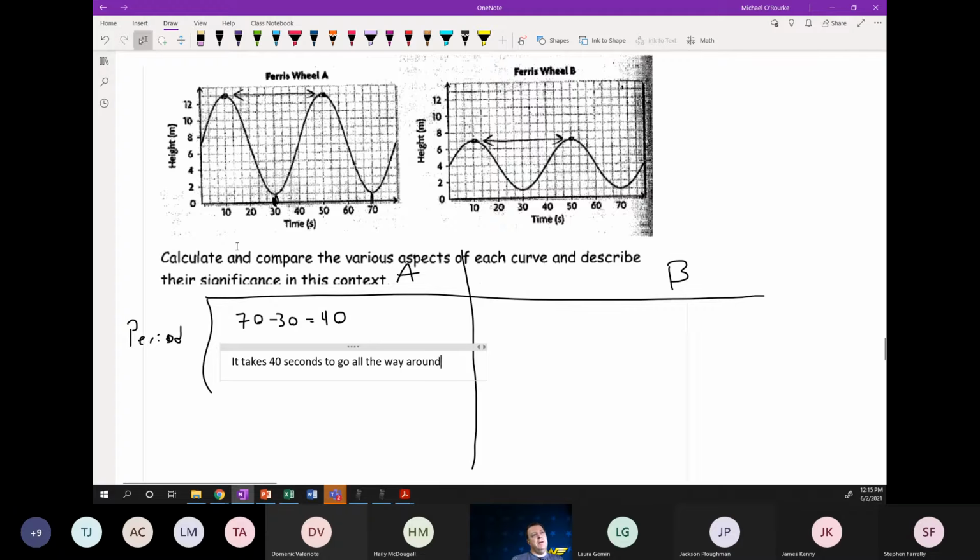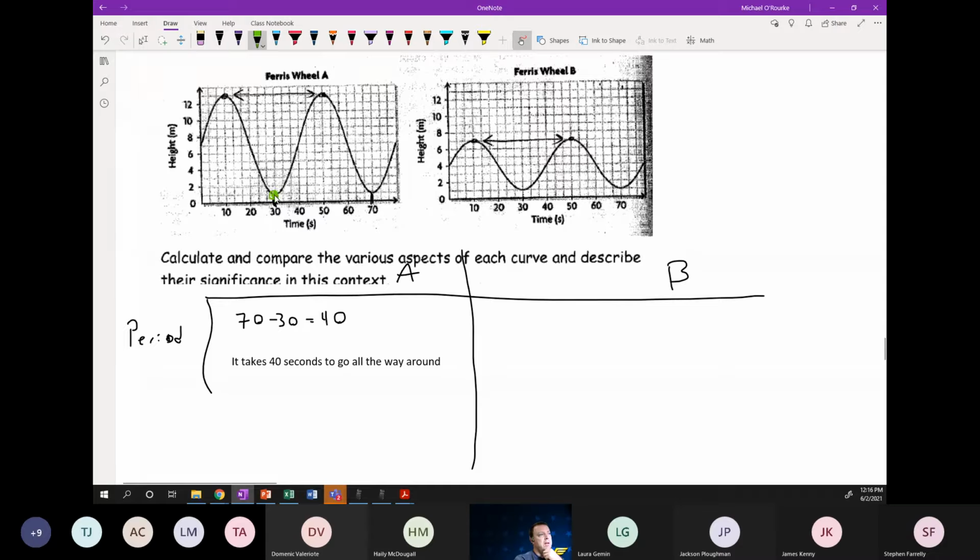Okay. Now your job is to do the same thing over here. Don't type it in chat. Abigail, do you understand how I found the period, first of all? The length of time between these two spots.